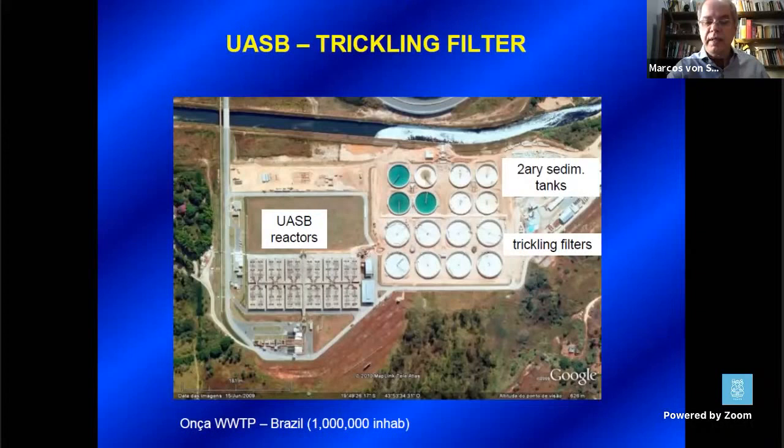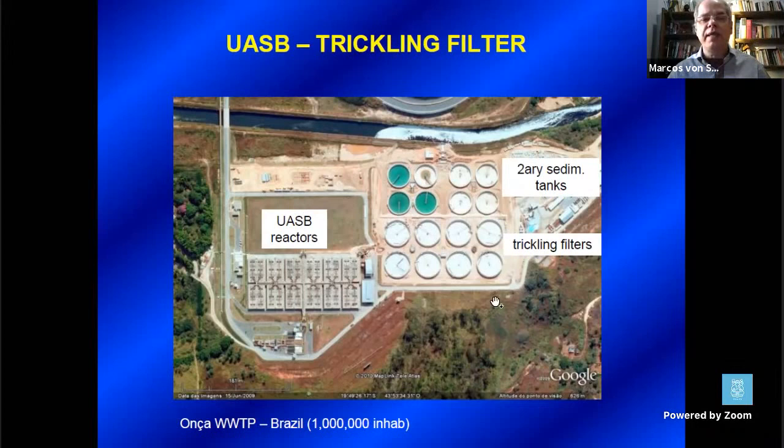This is a view of that large installation I told you, 1 million inhabitants. These UASB reactors, and then the post-treatment. In this case here is using trickling filters. Trickling filters are a very simple wastewater treatment process. They don't have any large mechanical equipment. Okay, they have the rotating arm distributor, but this does not consume energy. And it's a relatively simple equipment. It's not that cheap in terms of equipment, but it is very simple to operate. And then here's the system we have.